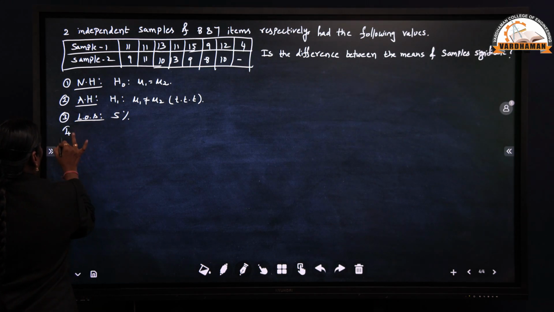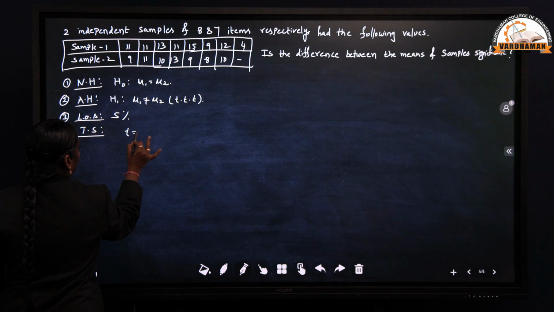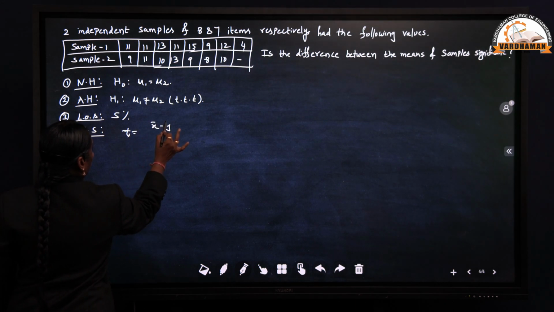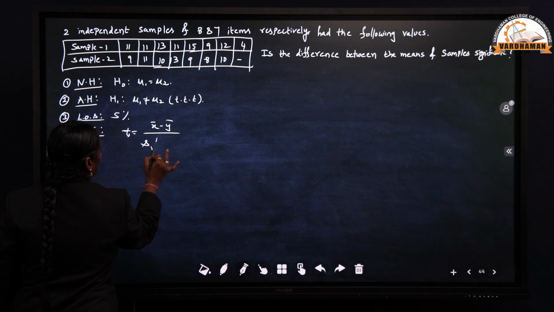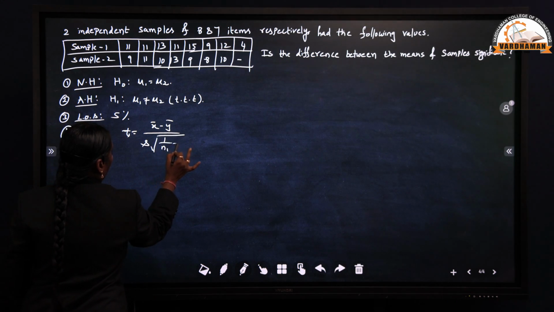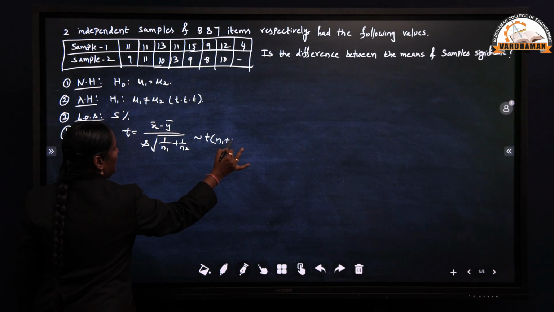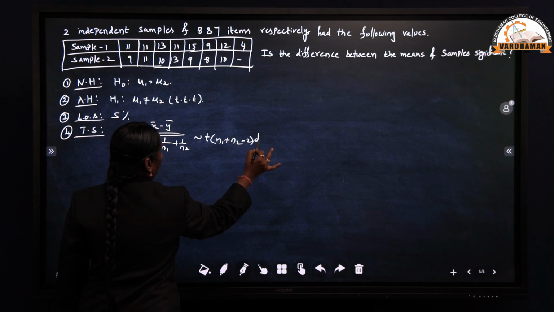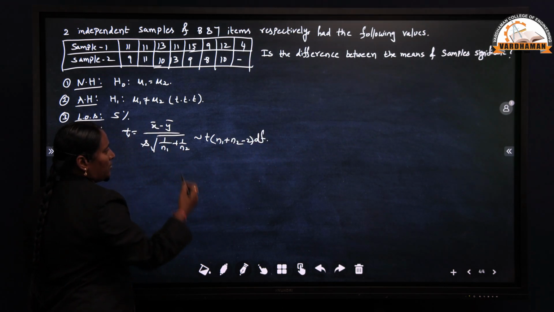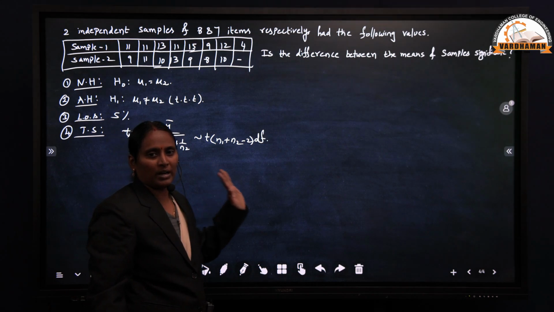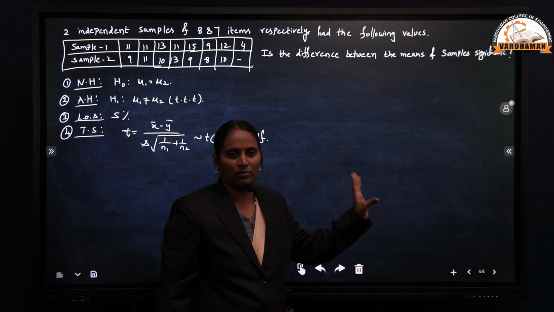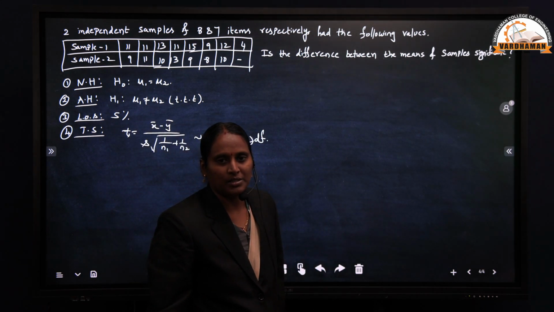And the fourth step is the test statistic. Clearly, it is a two sample means problem. t is equal to x bar minus y bar divided by s root of 1 by n1 plus 1 by n2, and it follows the t distribution with n1 plus n2 minus 2 degrees of freedom. But in the given problem, we do not have the values of x bar, y bar and standard deviation. We need to find all these values by using the tabular form.